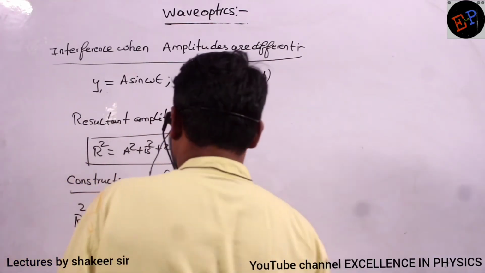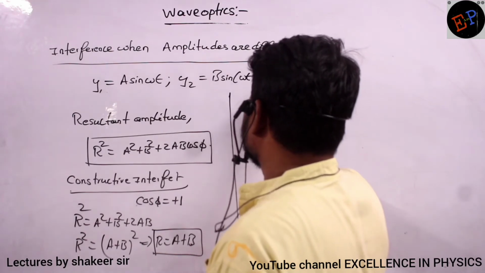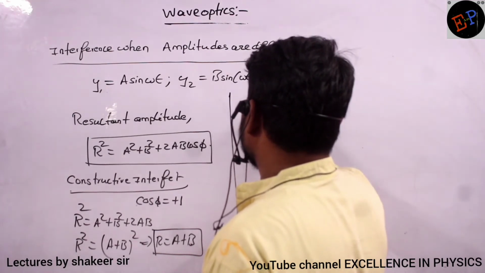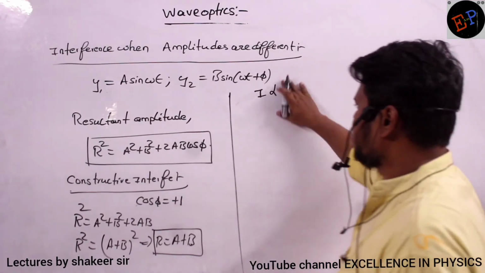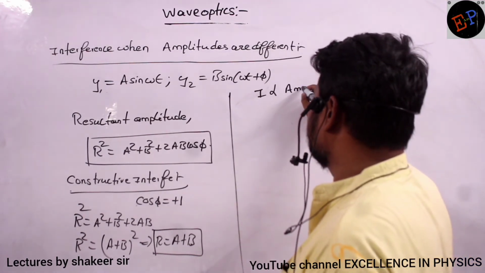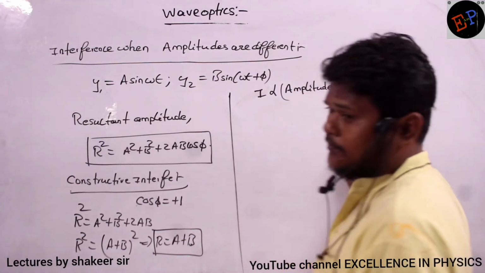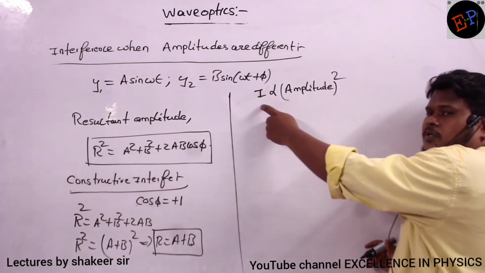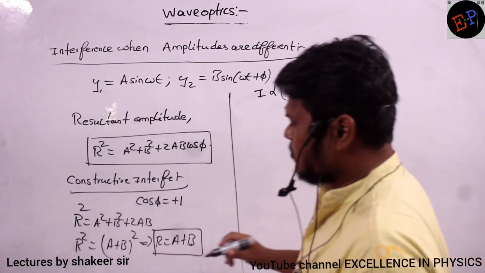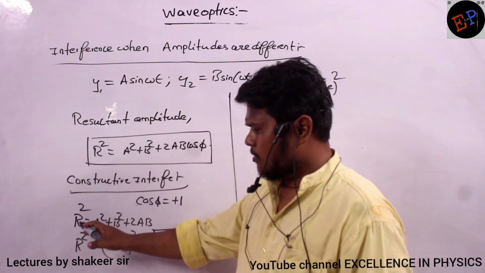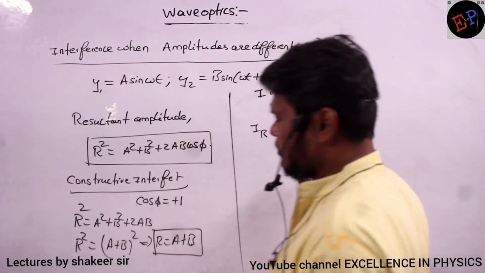Similarly, for destructive, here only I will study intensity. So intensity is directly proportional to R square, or I will write intensity is directly proportional to amplitude square. This already we have written, no? Intensity depends on what? Square of the amplitude. So therefore this total equation, how can I write? Instead of R square, I will write I resultant.